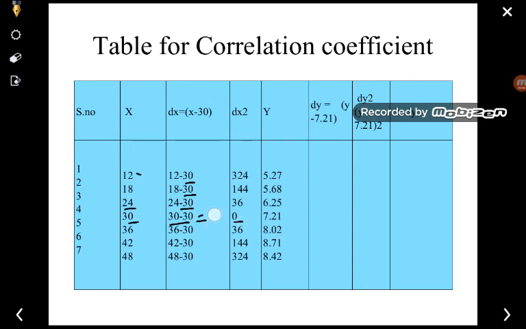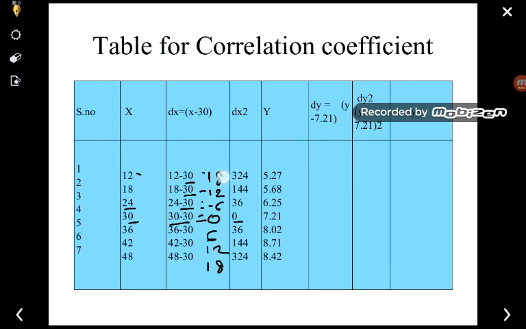So 30 minus 30 is 0. 12 minus 30 is nothing but minus 18. Similarly, 18 minus 30 is minus 12. Next is 24 minus 30, that is equal to minus 6. 30 minus 30 gives 0. 36 minus 30 gives 6. Then 42 minus 30 is 12, and 48 minus 30 gives 18.